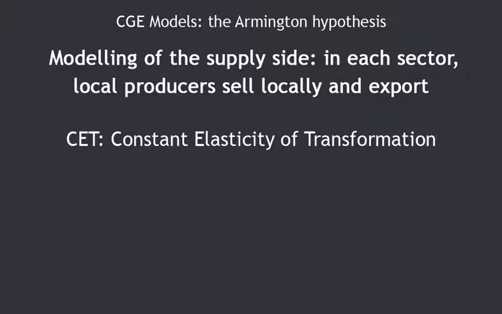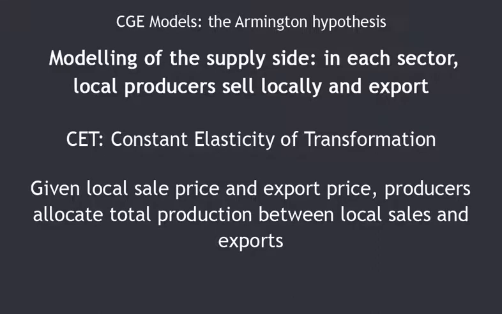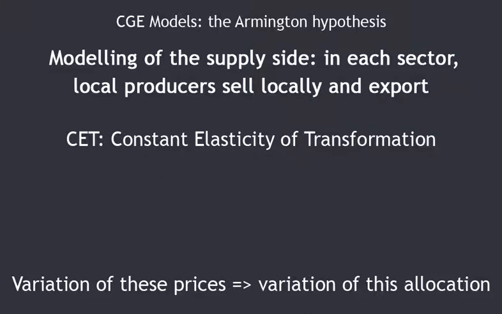To model this, we will use a CET function, or a constant elasticity of transformation function. It is a function such that only one parameter needs to be estimated. So this is good because we do not have to do too much econometric estimation. Second, for a price level, producers allocate their total supply between local market and exports. And third, if there is a price variation, there is a variation of this allocation in favor of the market whose price increases. Therefore, if the ratio of domestic price over foreign price increases, the ratio of local sales over exports increases.